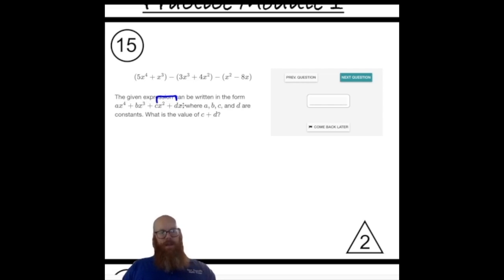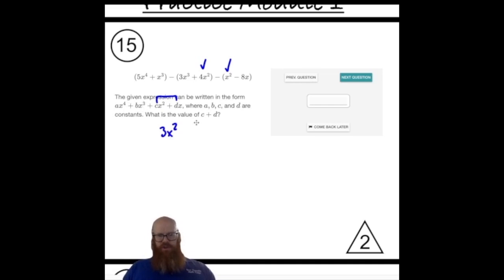I only care about the x squared and the x term. So I'm going to look at x squared. My x squared term is going to come from this term and this term. And what that's going to be is 4x squared minus x squared, which is 3x squared. So again, I don't really care about these because they don't ask me about a and b.